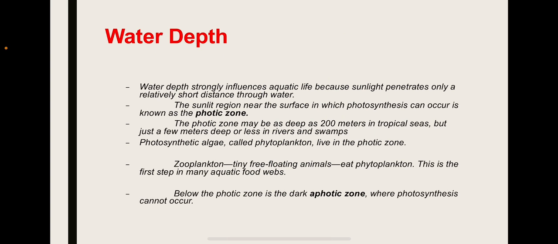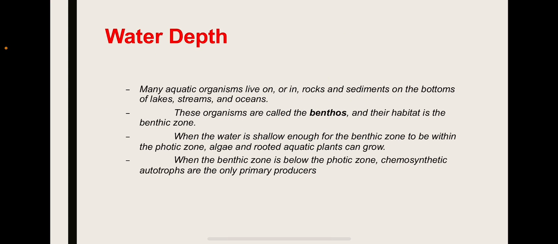Photosynthetic algae called phytoplankton live in the photic zone. Zooplankton, tiny free-floating animals, eat the plankton. That is the first step in many aquatic food webs. Below the photic zone is the dark zone, where photosynthesis cannot occur. Water depth. Many aquatic organisms live in or on rocks, sediments, and the bottoms of lakes, streams, and oceans.